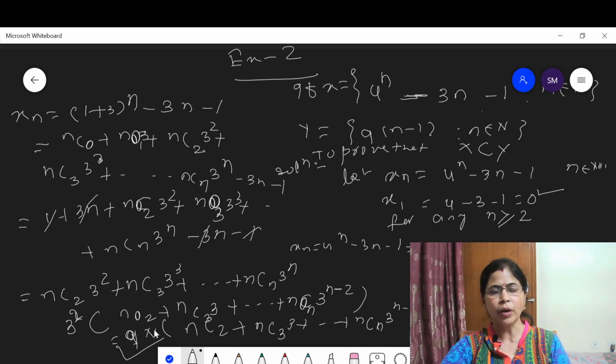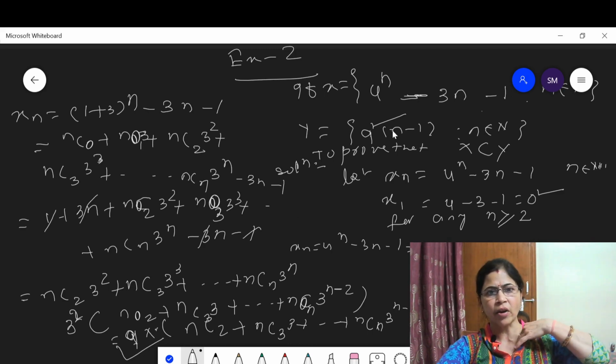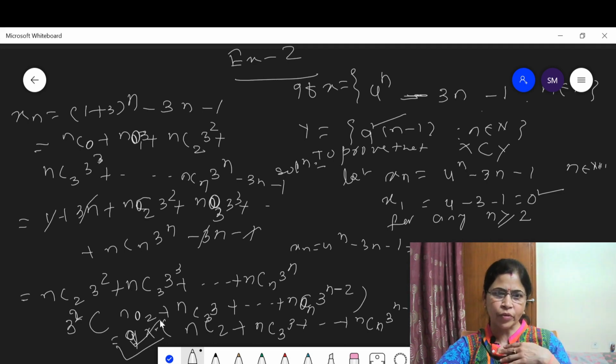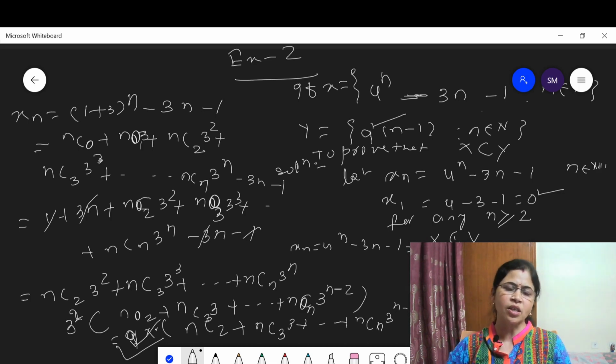This is a number which is a multiple of 9, which implies that here Y is the set of multiples of 9, and X, the element present in the set X, is also a multiple of 9. Here also Y is the set which is a multiple of 9. Hence we come to the conclusion that X is a subset of Y.